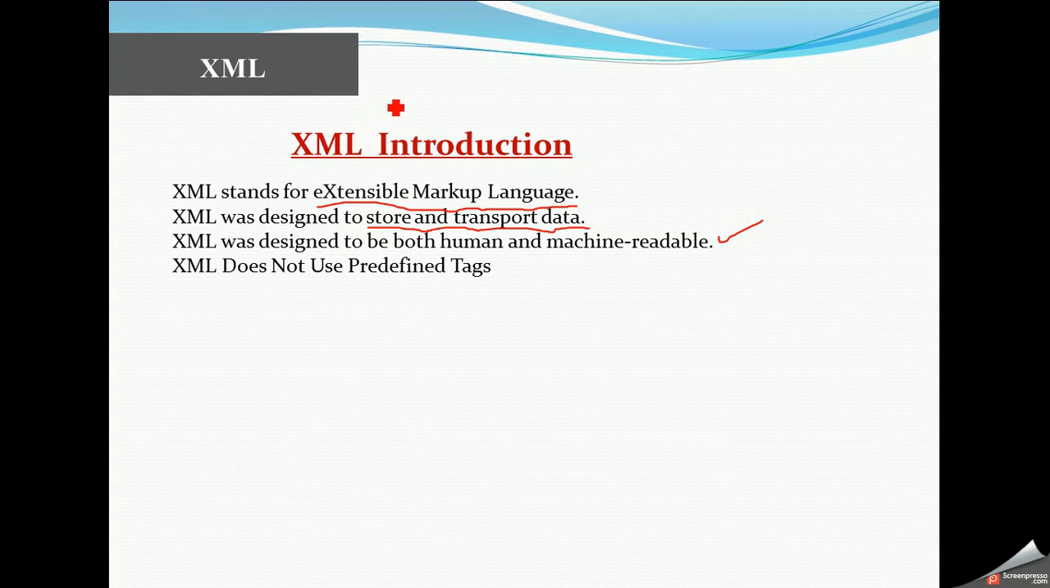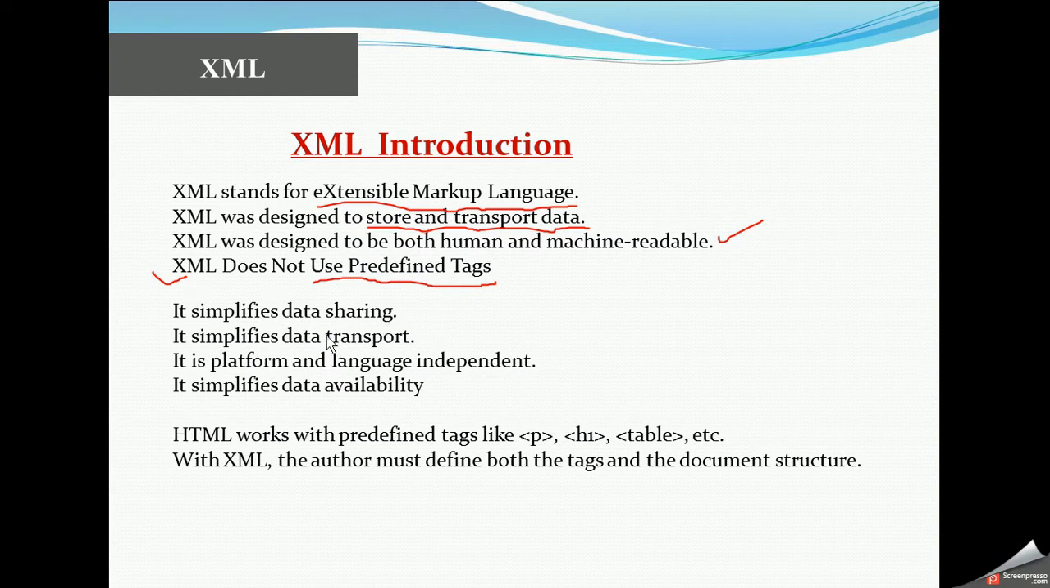The second thing is that XML does not use any predefined tags. In HTML, you have seen that you have predefined tags. Suppose you want to add a heading, there is always a heading tag. If you want to add a paragraph, you have a paragraph tag. XML doesn't have predefined tags. In XML, the tags are developed by humans, by us, the coders.